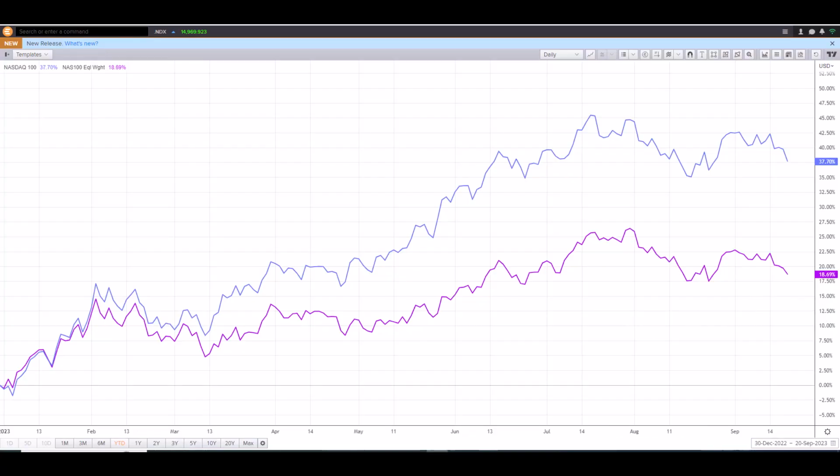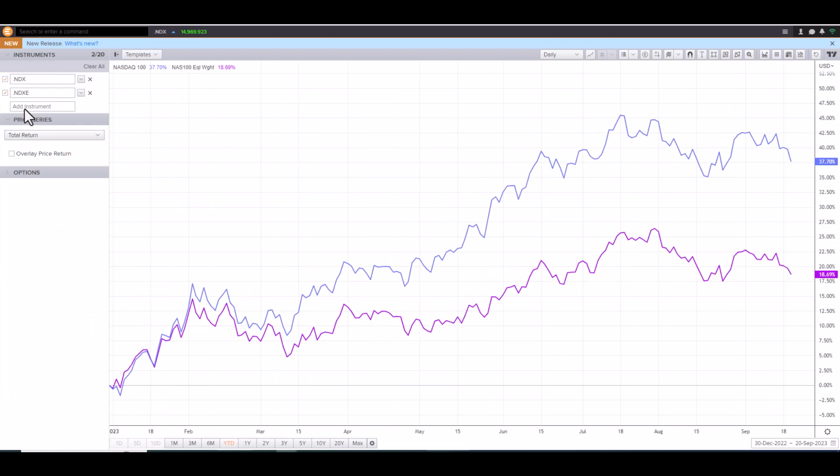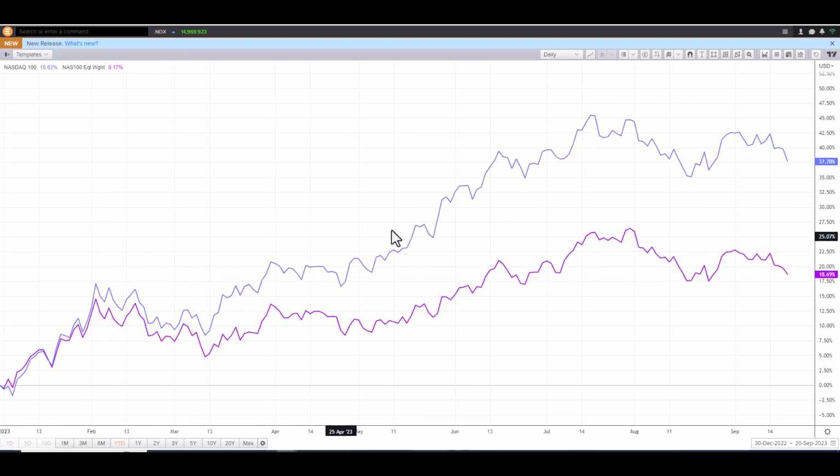Just a point to note, if we look at the Nasdaq 100 equal weighted index versus the Nasdaq 100 index, you can see that the large cap tech has really been driving the rally and the performance of the last couple of months. The equal weight is only up 18%, whereas the large cap is up 37%. So you can see the disparity between the returns.